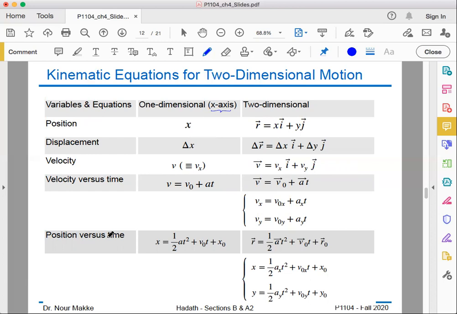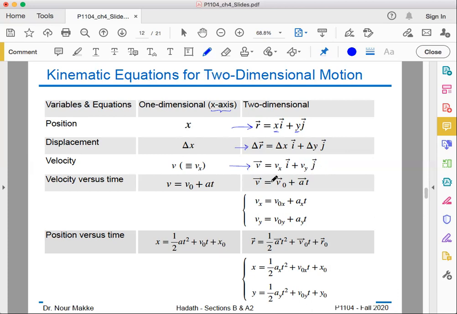Now, in the case of two-dimensional motion, we also can repeat the same exercise, and we can define all these variables. So in this case, instead of x, we will have a position vector r, which has two components, both x along the x-axis and y component along the y-axis. The same way for the displacement, instead of delta x, we'll have delta r. And delta r, again, has two components: delta x and delta y. The velocity vector is no longer just one component, but it has two components, vx and vy.